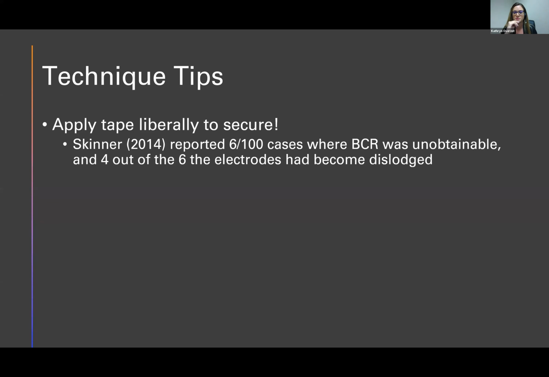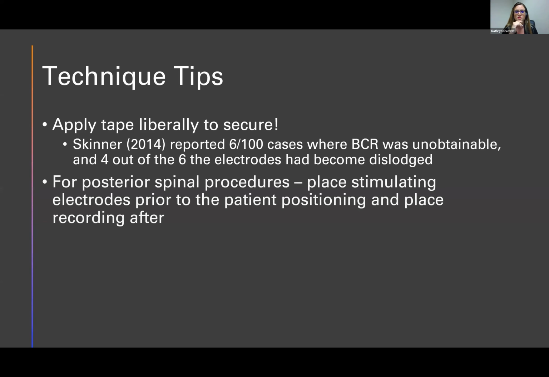And like I said, there's some smaller real estate down there. So make sure that you can get the most optimal responses, and if that means having a bilateral stim and a bilateral recording, that can be your best bet as a backup.